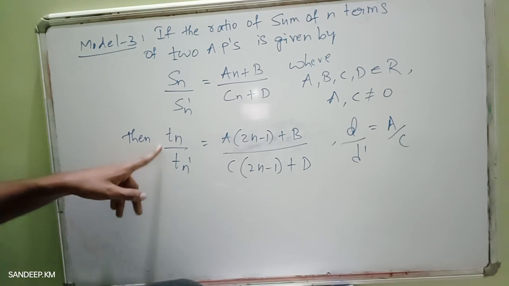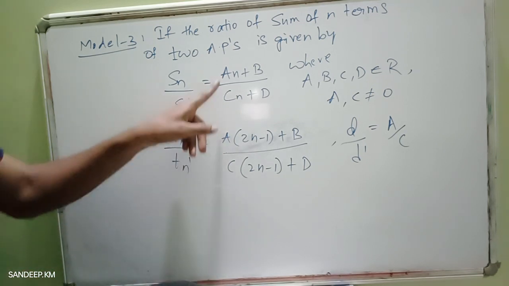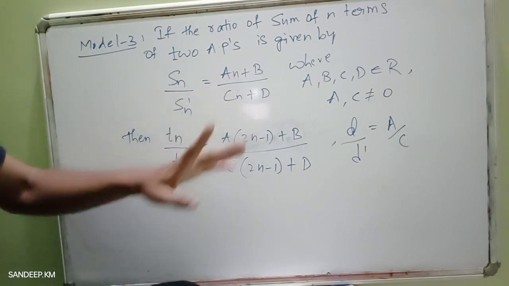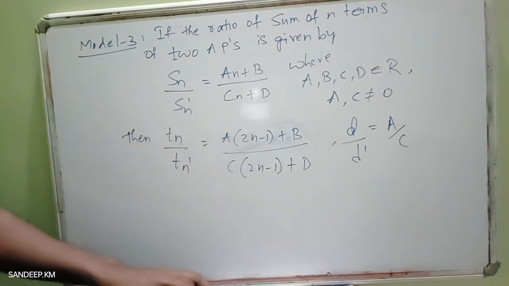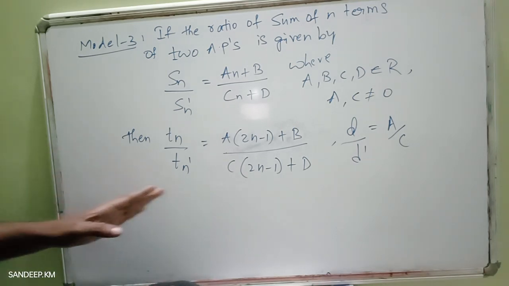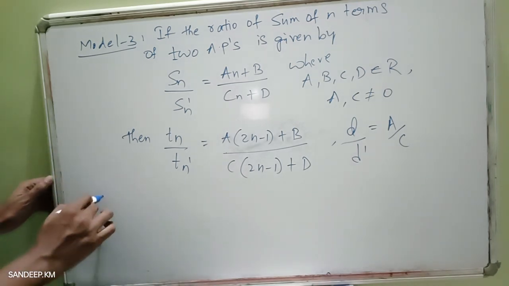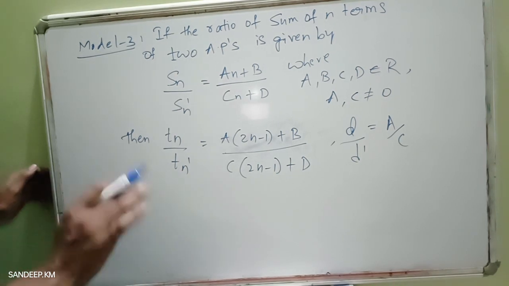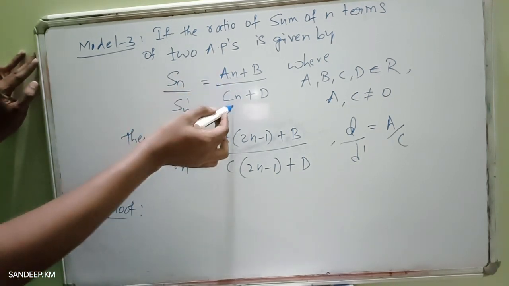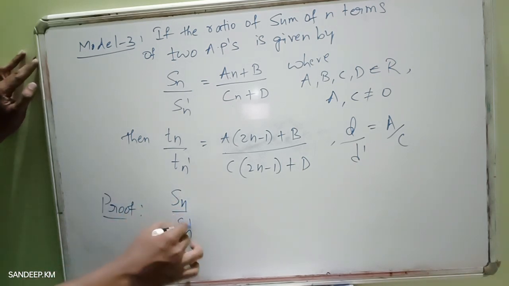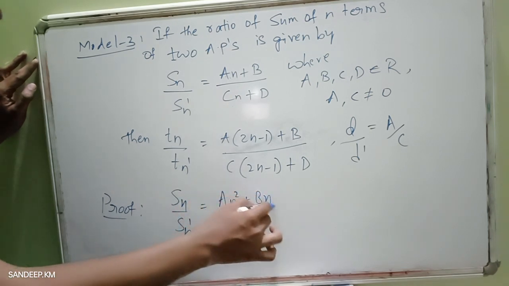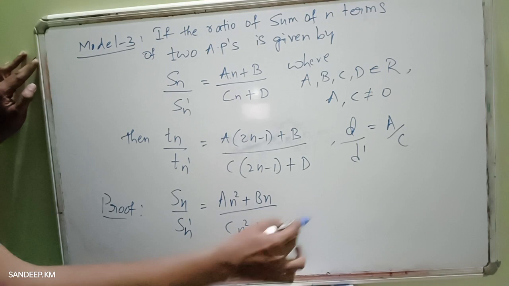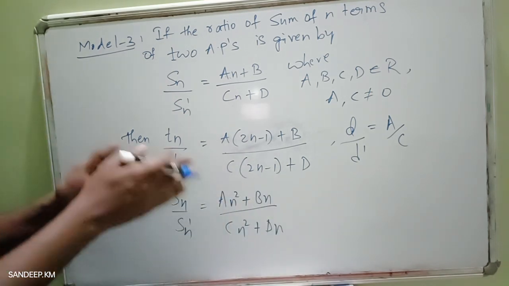The ratio of their nth terms, Tn by Tn dash, is equal to a as it is, and n is replaced with 2n minus 1, plus b, and c as it is, and n is replaced with 2n minus 1, plus d. Now this is something that you can easily prove. I'll give you a few steps to prove it. First of all, I'll multiply with n in the numerator and also in the denominator. I'll get an square plus bn and cn square plus dn.